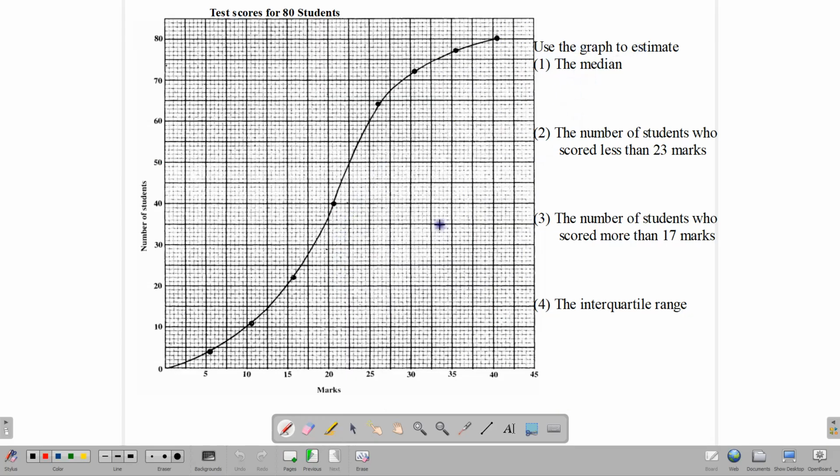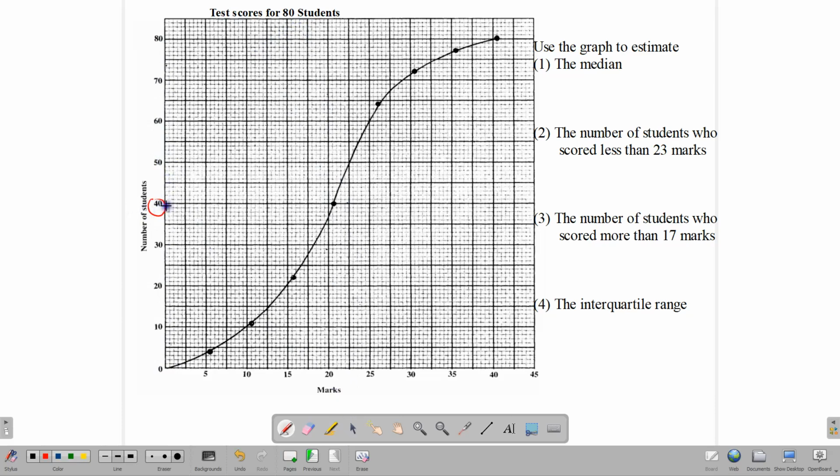Use the graph to estimate the median. Here we have 80 numbers. This is the number of students. So we have 80 students, and these are marks that they got on an exam. All right, test scores for 80 students on an exam. So the halfway point, first of all, since there are 80 people, the halfway point is going to be 40.